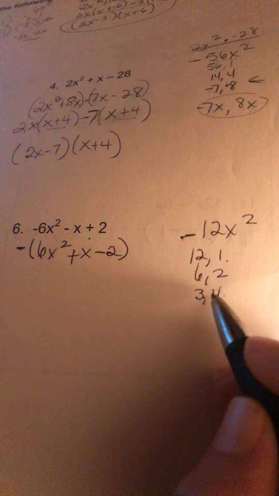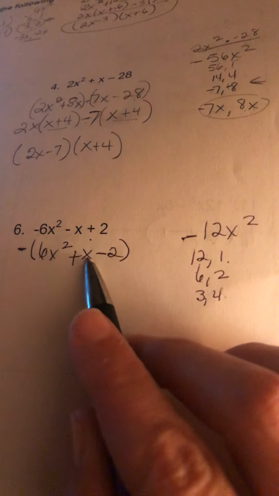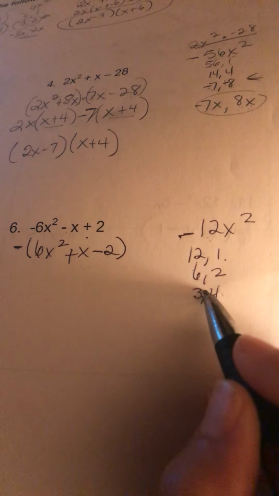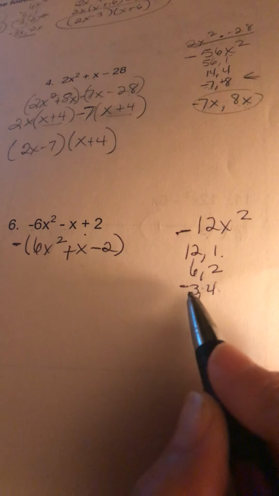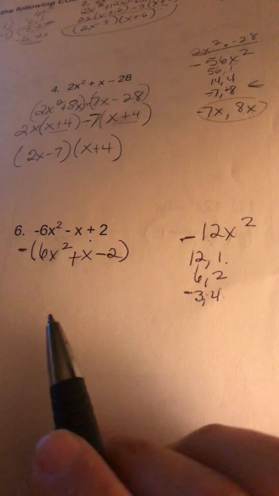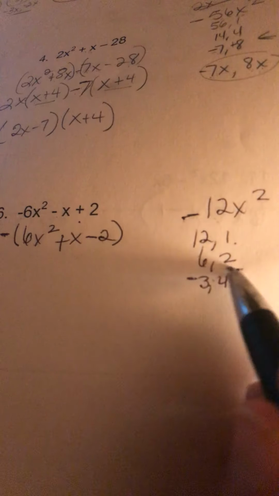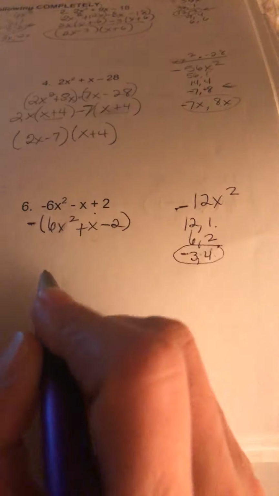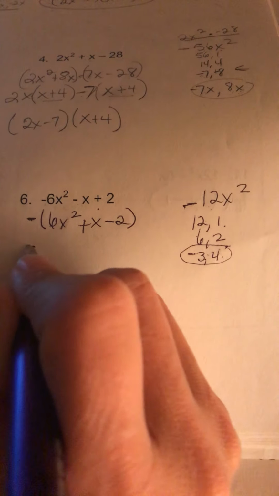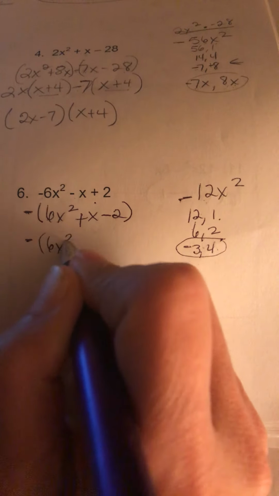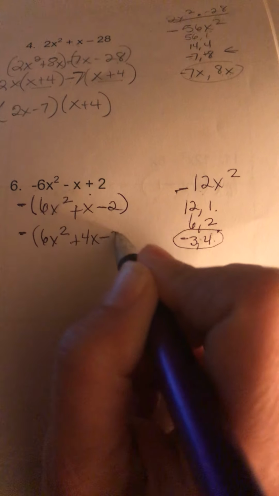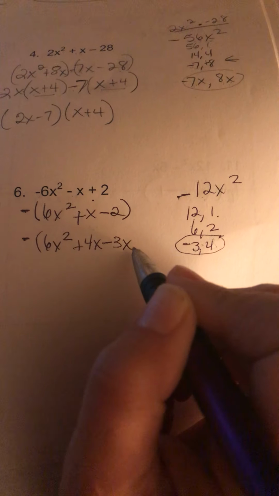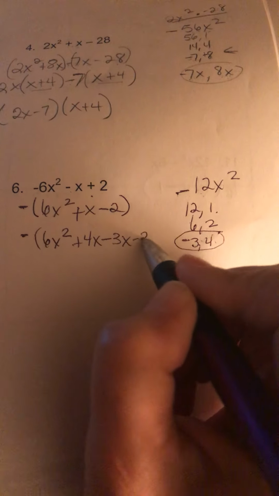So if this needs to be positive 1, that means this has to be a negative 3, because a positive 4 minus 3 gives you positive 1. So this is the one we're going to choose to use. Now we're going to rewrite it. Your negative sign stays here, and 6x squared stays the same, plus 4x minus 3x minus 2.